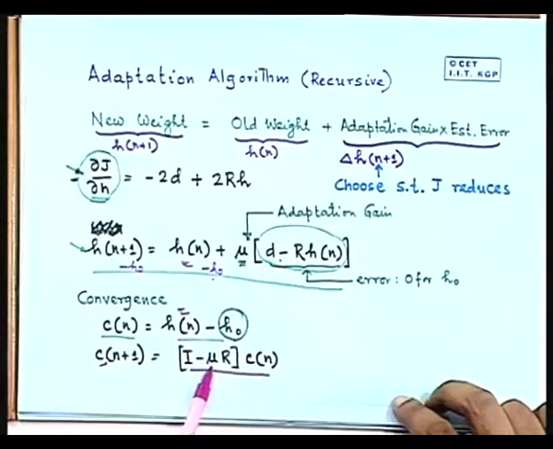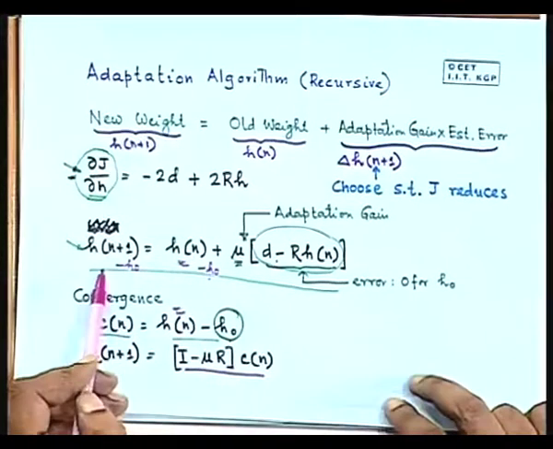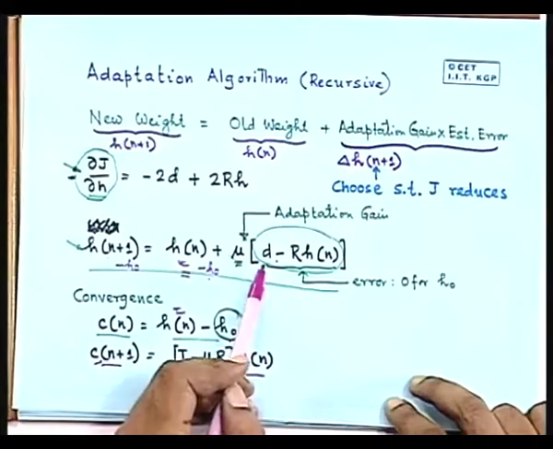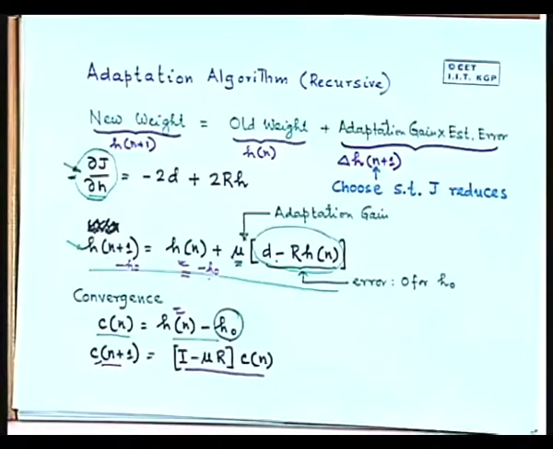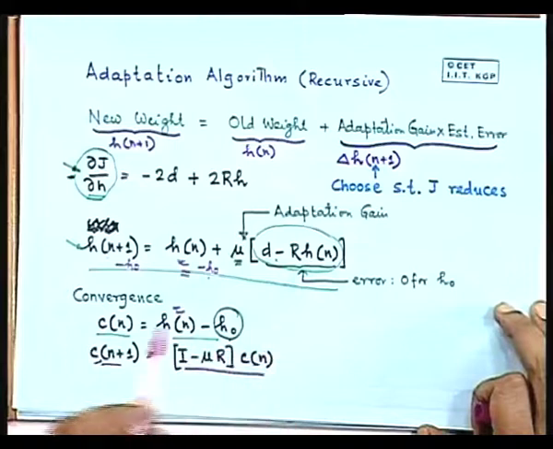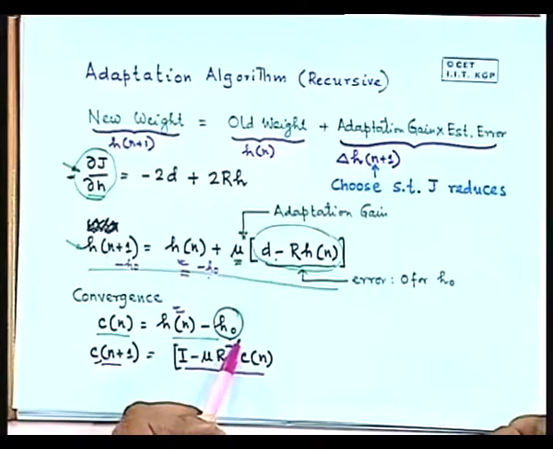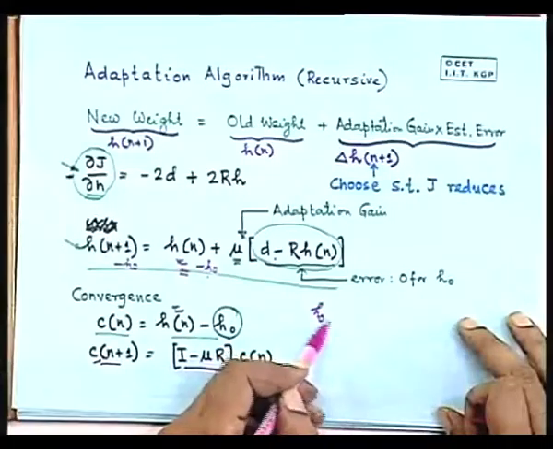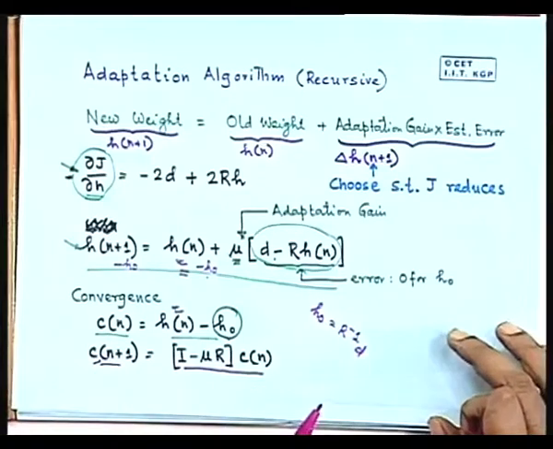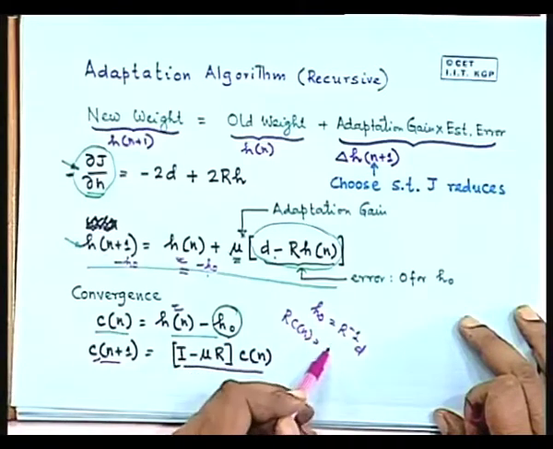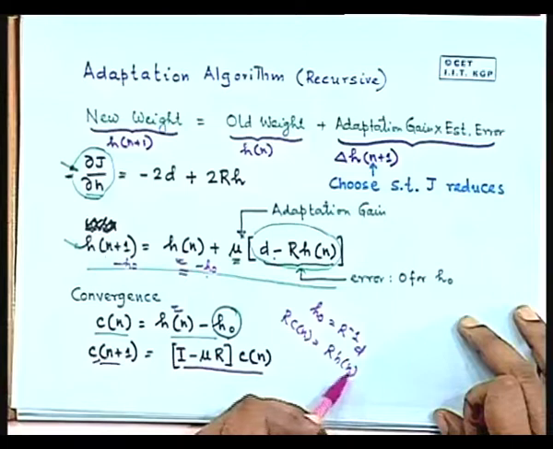So then how do you get 1 minus mu R Cn? So you get here, see this time you have got Cn plus 1, I into Cn is Cn, that also you have got. So how does this become mu R Cn? Because what is H0? H0 is R inverse D, that is the optimal Wiener filter estimate. So H0 is equal to R inverse D, that we already know. So what is now RCn? It is equal to RHn minus R inverse D, which is D.